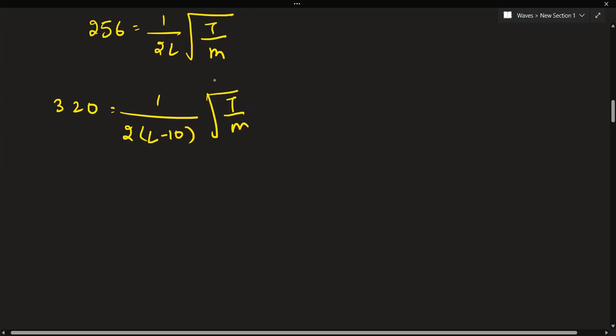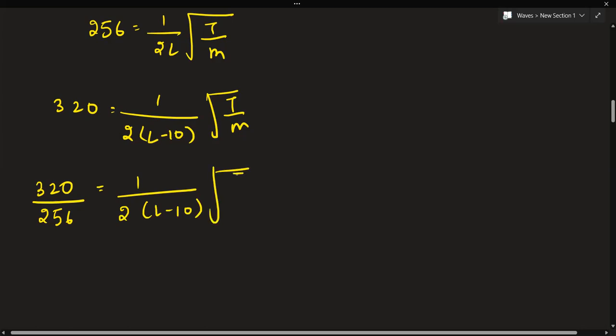Now see, what do you have to calculate? You just have to find the value of this L. The question asks us to calculate the original length of the wire. So we don't have to find tension. We don't require this mass. All we require is the calculation of this length. So we have these two equations. We can take the ratio of them. 320 divided by 256 will be this whole term, that is 1 by 2(L minus 10) under root T by M. Then for the 256 term, this whole term will get reciprocated. We'll write the reciprocal of it. This will be M by T.